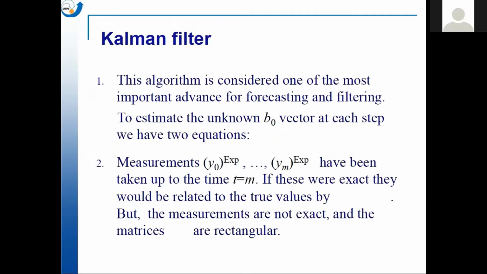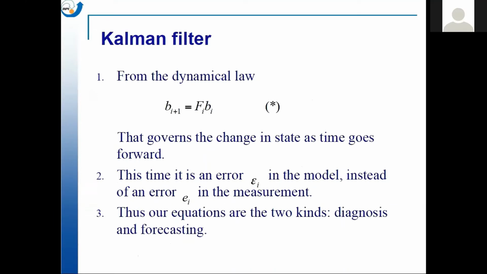Finally, the Kalman filter. The Kalman filter is an algorithm considered one of the most important advances for forecasting and filtering to estimate an unknown vector. And the measurements arrive in different cycles of time. And so you have some frequency of measurements arriving. Okay, and so we have some dynamical law. I don't have only the measurement difference between model and measurement.